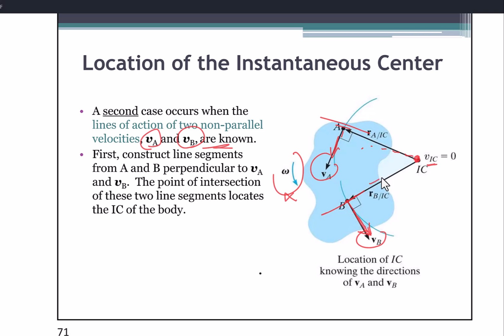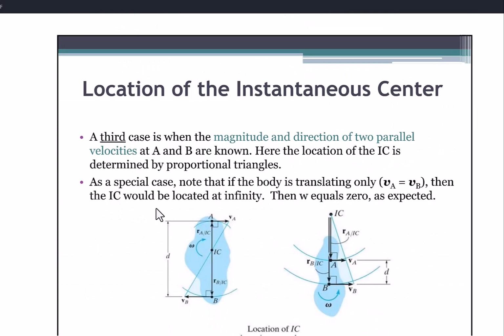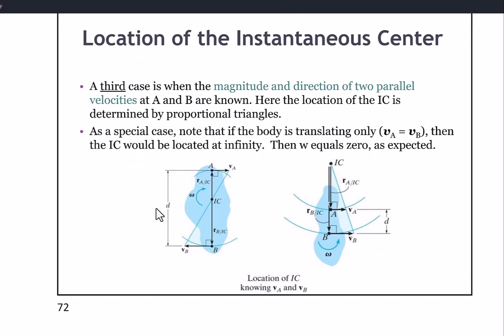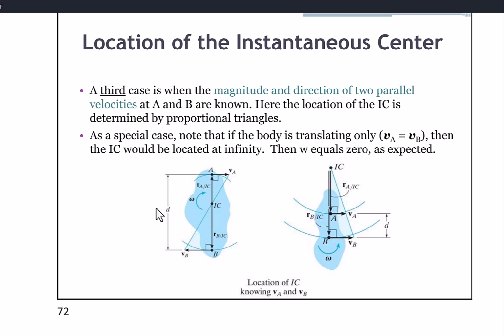You extend them until they meet and then you have your IC point. So construct line segments from A and B perpendicular to these velocities, and the point of intersection is where the IC lies, so on the body or outside the body. The third and final method to locate this IC point is when the magnitude and direction of two parallel velocities at A and B are known.